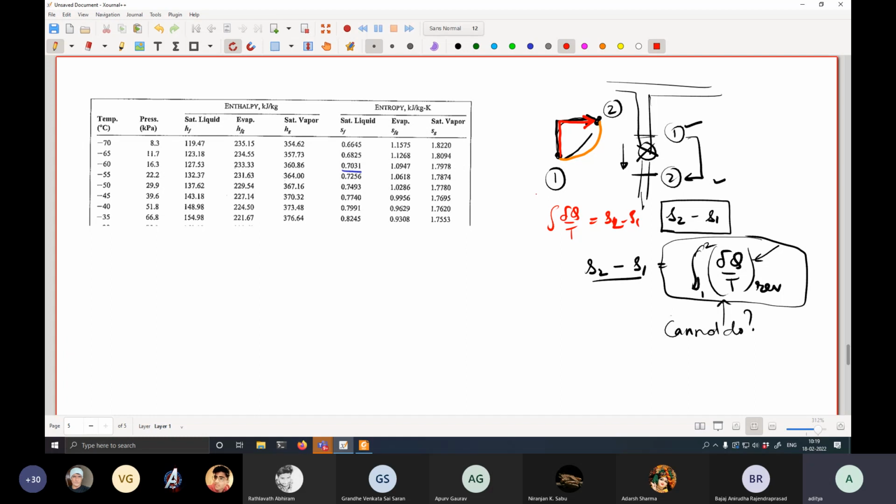Then you will conclude that because S2 minus S1 is now known through that imaginary process, it does not matter whether I go from state 1 to state 2 in that imaginary process or in the actual process or any other process. As long as I go from state 1 to state 2, S2 minus S1 will be fixed. Is the logic now clear? Yes, sir.